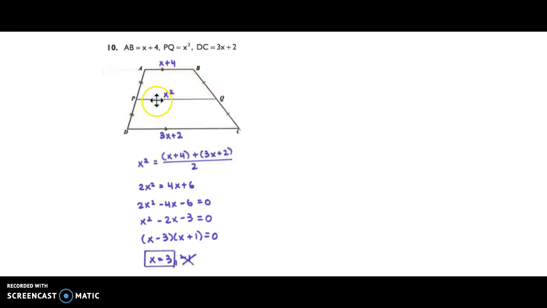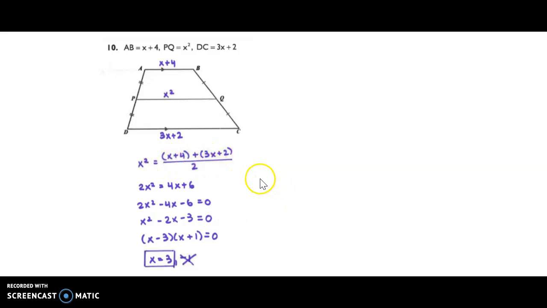More complicated problem, right? Same idea. X squared is equal to B1, x plus 4, plus B2 divided by 2. All right, it looks complicated, but if you take it step by step, I think what we did first was we multiplied by 2 to get rid of the fraction. So that's how we got 2x squared. And then 4x plus 6 from combining like terms.